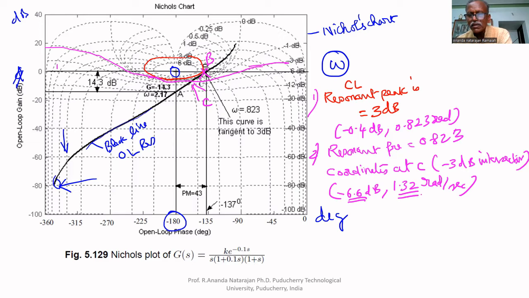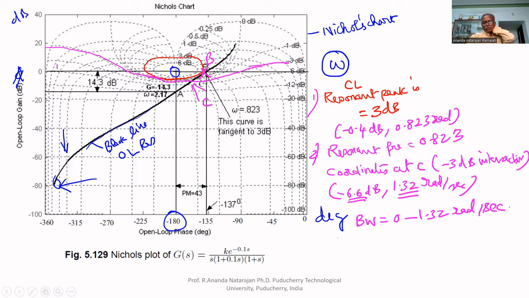Once you get a magnitude, you can read this from the table, 1.32 radians per second. Or once you read the frequency, you can get the magnitude from the table by interpolation. So minus 6.6 dB. Therefore, the bandwidth equal to 0 to 1.32 radians per second. So we have to find the frequency at which the minus 3 dB M circle cuts. That's all. That is bandwidth.